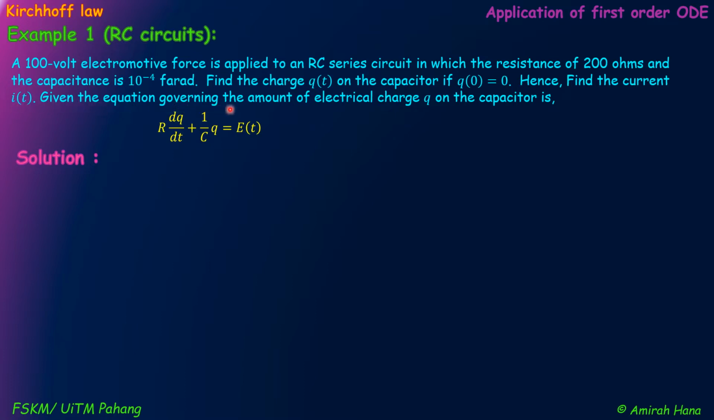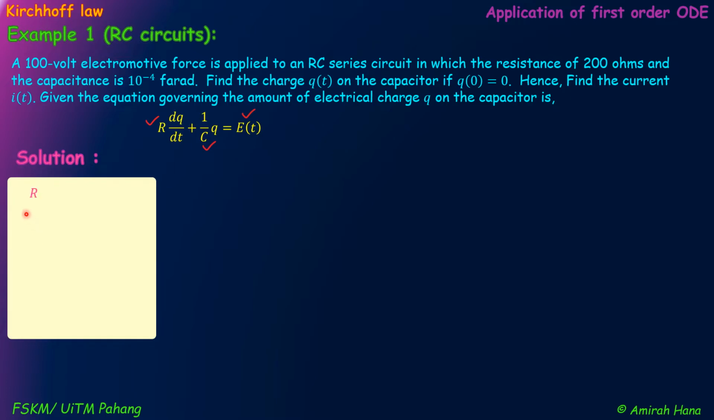Given the equation governing the amount of electrical charge Q of the capacitor is R dQ over dt plus 1 over C Q equals E(t). To solve this question, first we extract the given information, which is R, C, and E(t). We look at the given question.